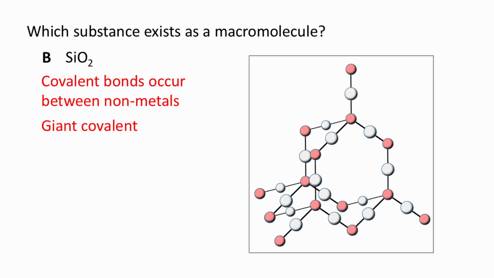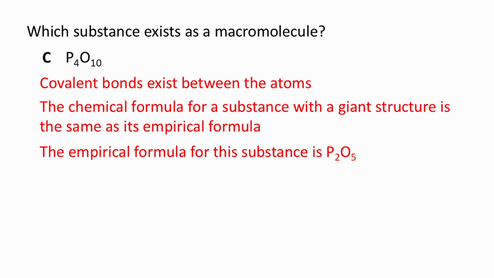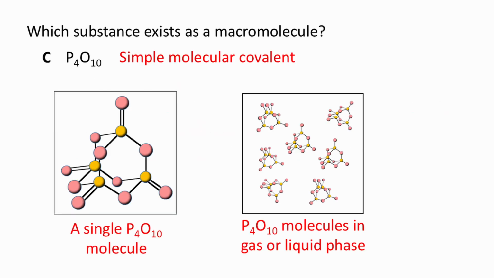Oxygen and silicon are both non-metals. Covalent bonds occur between the atoms. It is one of the giant covalent substances that you need to be familiar with. Covalent bonds exist between the phosphorus and oxygen atoms. The chemical formula for a substance with a giant structure is the same as its empirical formula. However, the empirical formula for this substance would be P2O5.